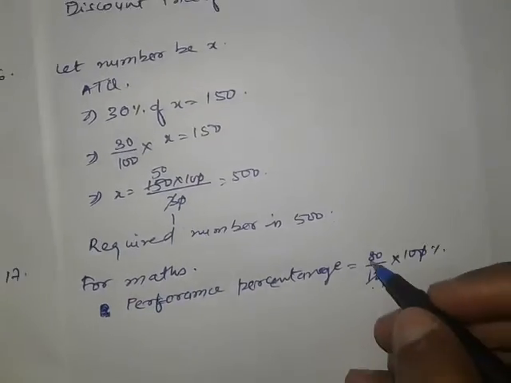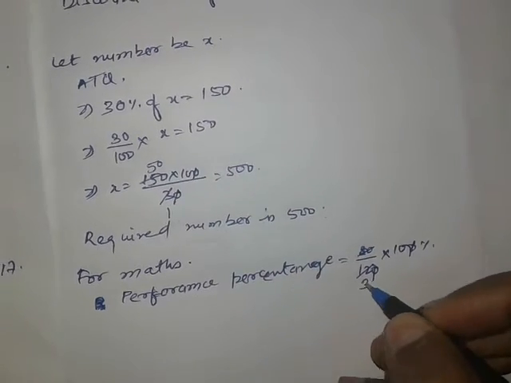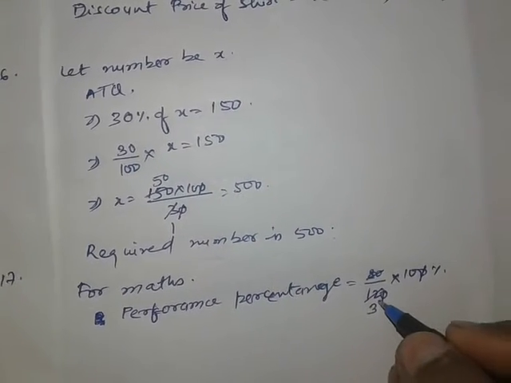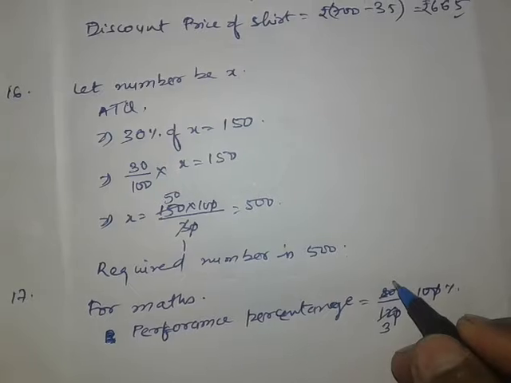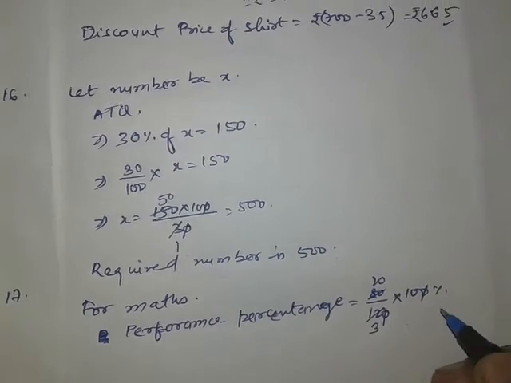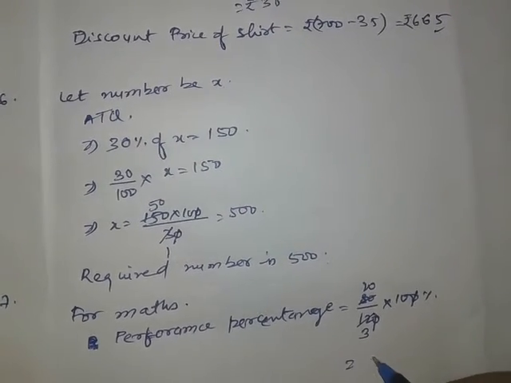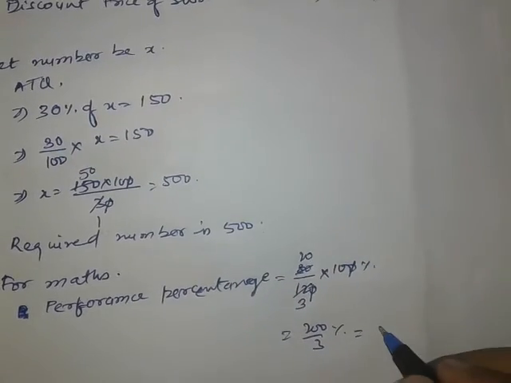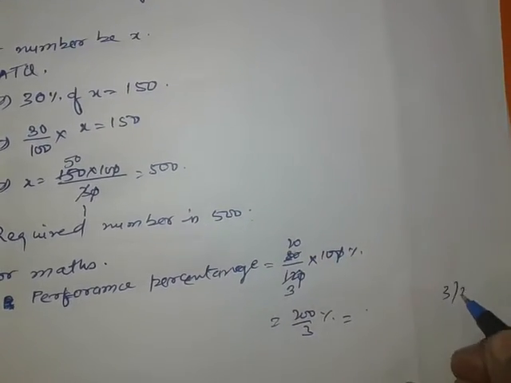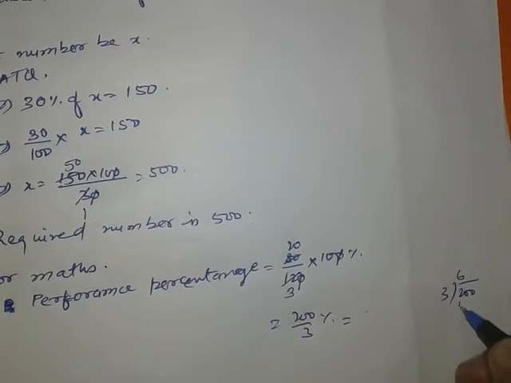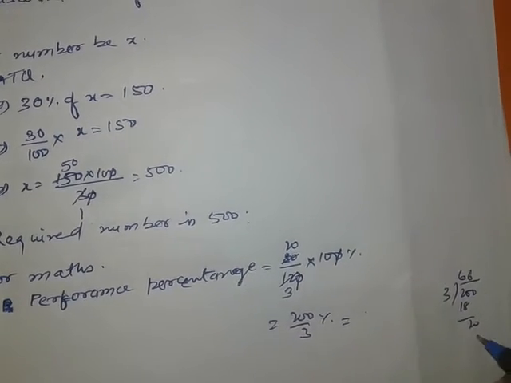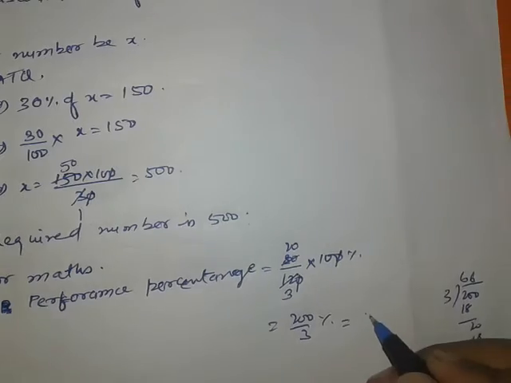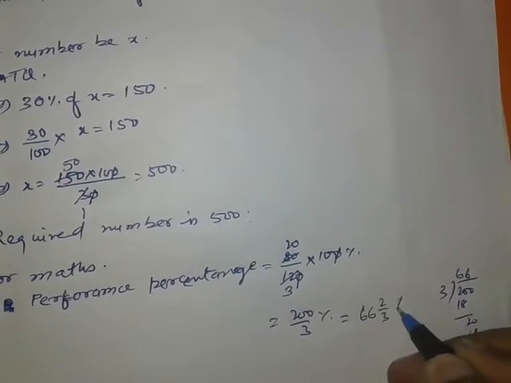So here we go with 3, 4 3s, and here 4 2s and 0. No, none we are able to cut. So what we write is 200 by 3%. And when we divide it, how much do we get here? You divide it here: 6, 18, 2, 0, 6 again, 18, 2. So 66 and 2 by 3%.